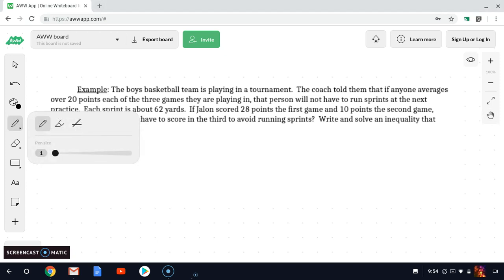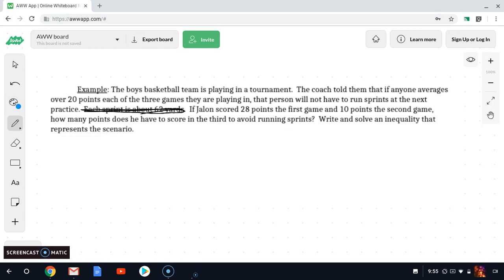Okay, so first thing is he's trying to avoid running sprints, and it's all about the number of points. So one thing that stood out to me that I don't think we need is the distance of each sprint. It's about 62 yards. We don't care about that because we're just trying to figure out how many points he needs to avoid running sprints. We don't need to know the distance of the sprints.